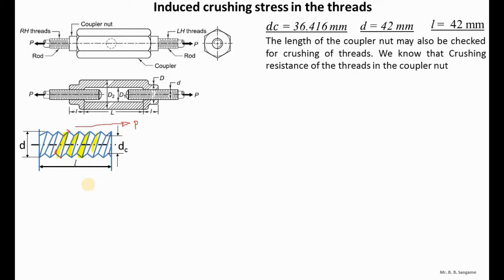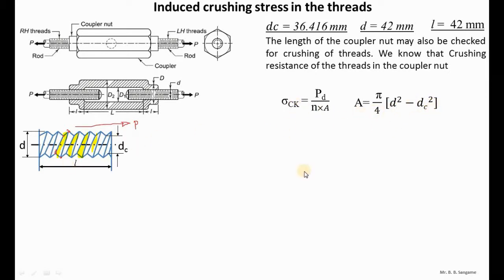It will be under crushing stress. Here I have mentioned that the crushing stress sigma CK will be equal to PD divided by N times A. Again we are dealing with the threaded portion, so I have selected the design load PD. N is the number of threads present over the length of the nut, and A is the area of a single thread. The area of a single thread will be pi by 4 into D square, that is the major diameter of the threaded portion, minus DC square, that is the core diameter.